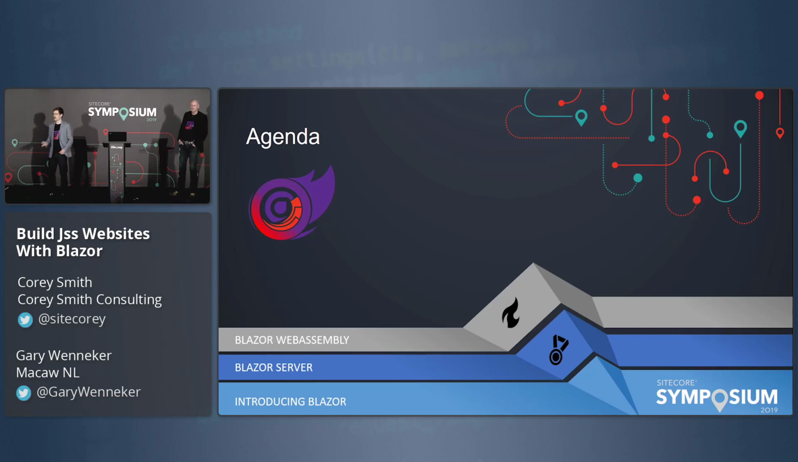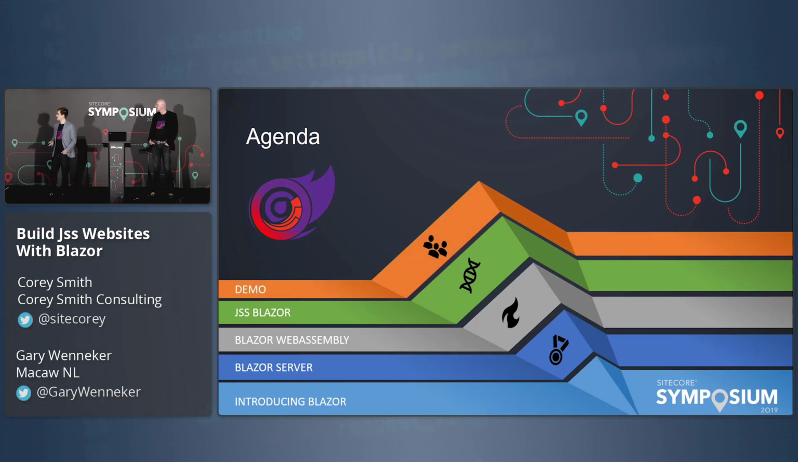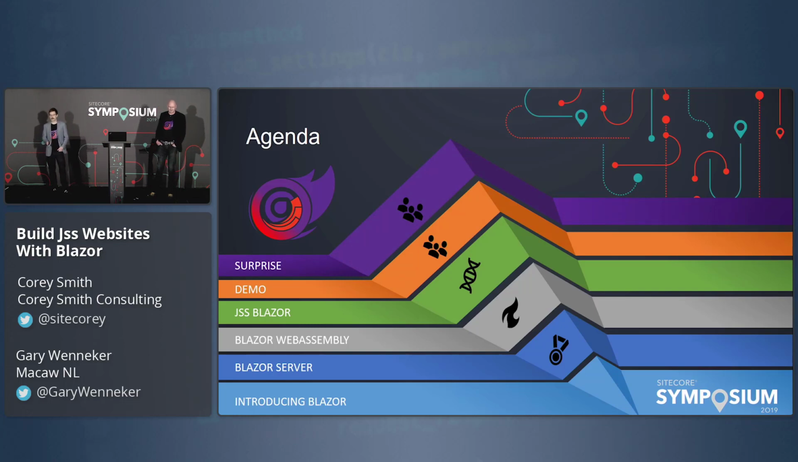And we'll take a look at how that works and why we think that that's a really good fit for Sitecore and JSS development. From there, we'll look at JSS Blazor, a brand new client SDK for Sitecore and JSS that's built on Blazor WebAssembly, and we'll explain how that integrates with Sitecore. We'll do a live demo so you can actually see what Blazor development looks like. And then lastly, we've got a nice little surprise for you we think you're going to be really excited about. So without further ado, Gary, you want to introduce Blazor?